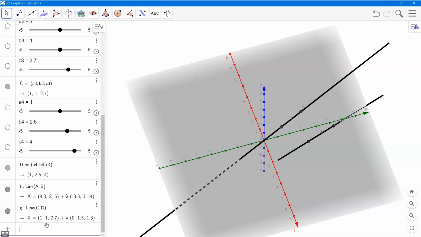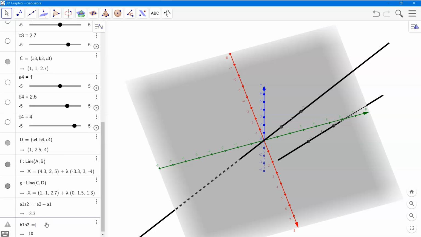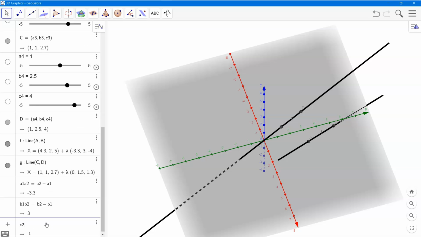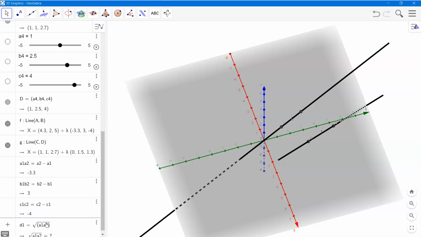What do we need? We need the direction cosines. Okay, let's begin with that. A1A2, this is a variable name, just so that I can differentiate. I'm using A1A2 rather than just a single letter, is equal to A2 minus A1. B1B2 is equal to B2 minus B1. C1C2 is equal to C2 minus C1. Okay, I got this. Now, what I also require to figure out the direction cosine is the square root of A1A2 square plus B1B2 square plus C1C2 square.